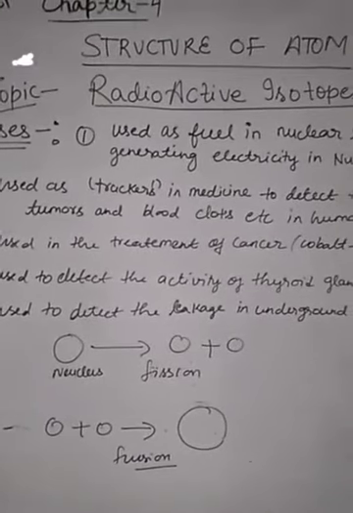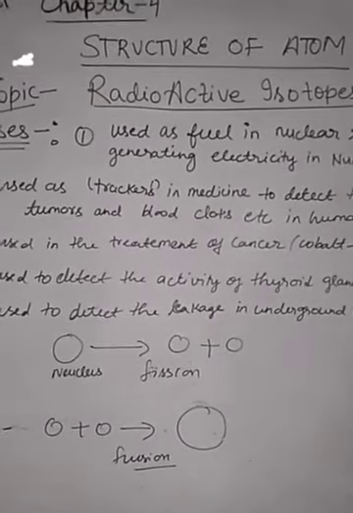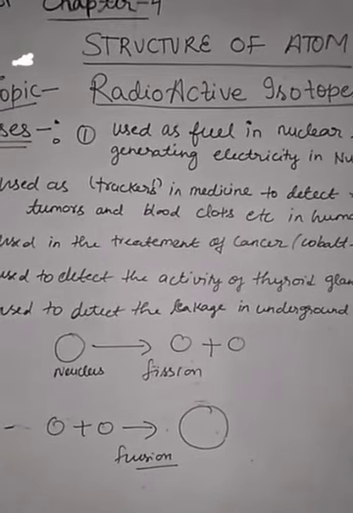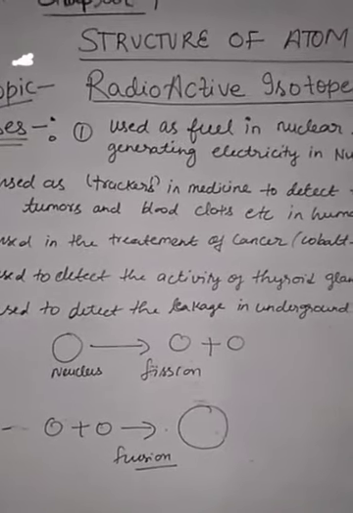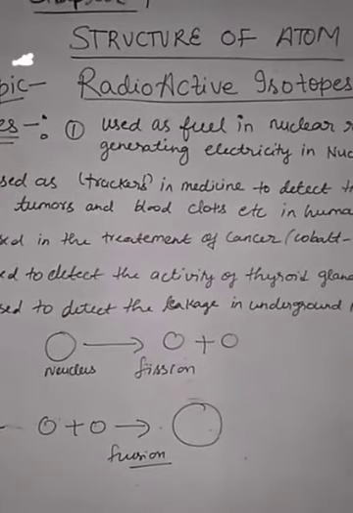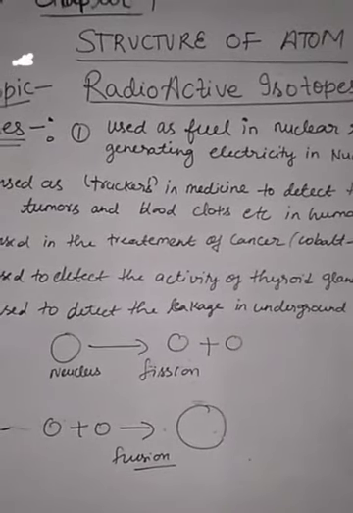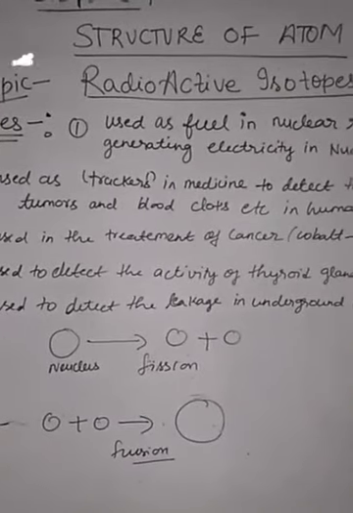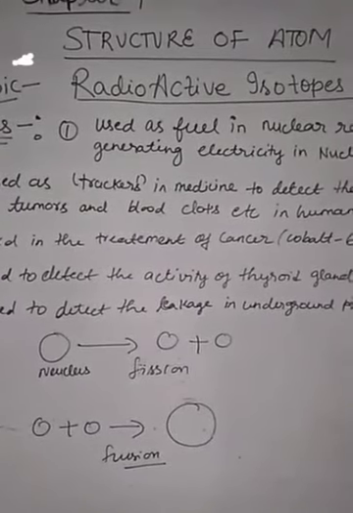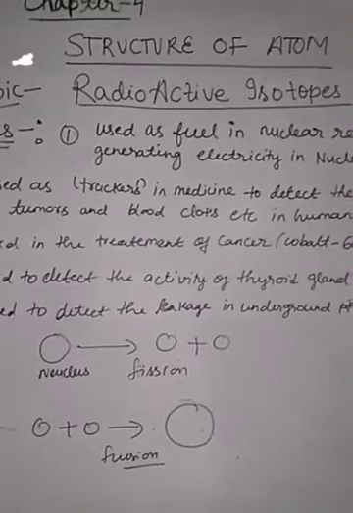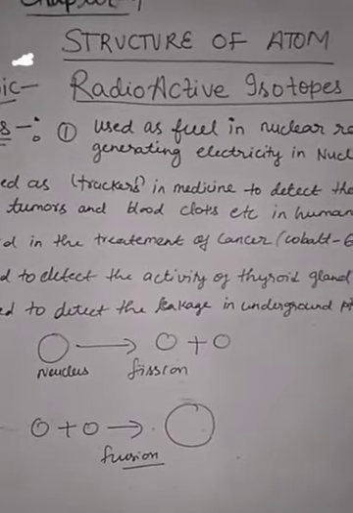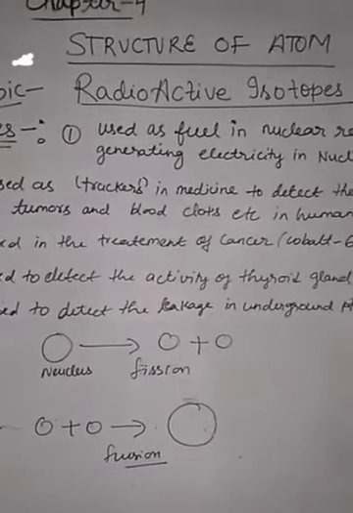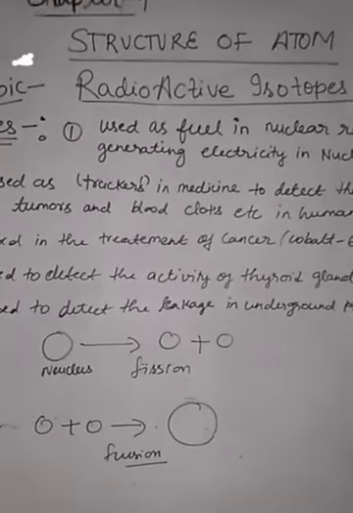The exact position of the accumulated radioactive tracer can be found with the help of a device called a Geiger counter, and this gives the exact position of the tumor or blood clot and also helps the doctors in deciding the further treatment. Arsenic 74 tracer is used to detect the presence of a tumor, and sodium 24 tracer is used to detect the presence of a blood clot. So this is the application of radioactive isotopes in the medical field.